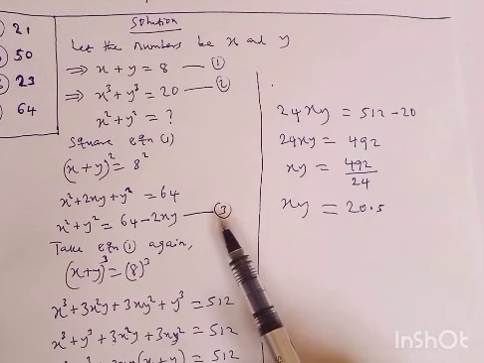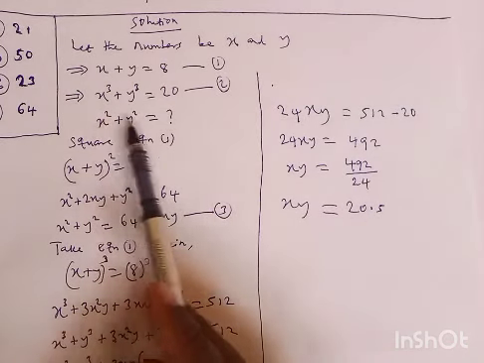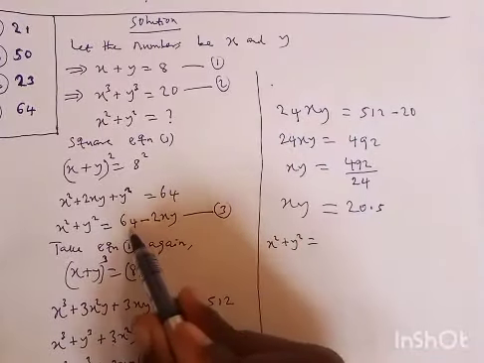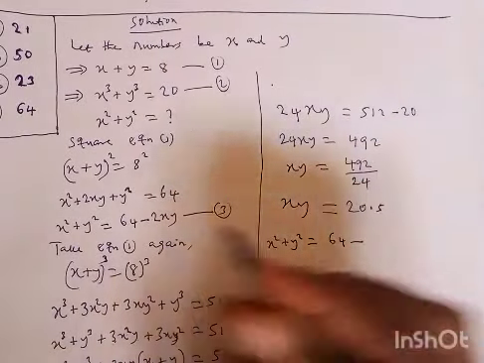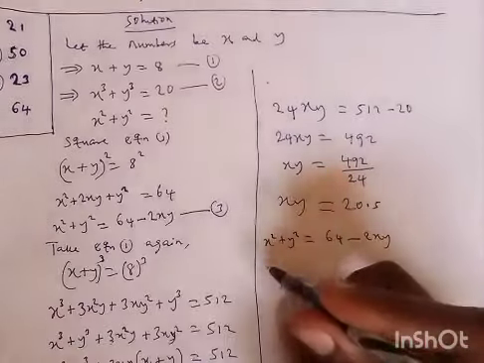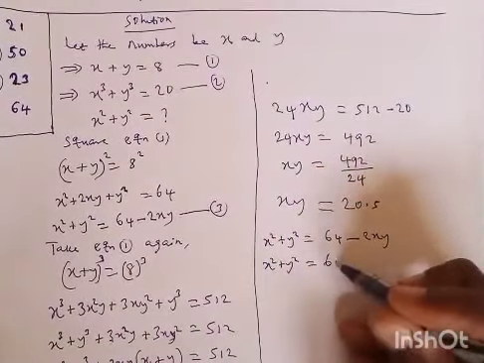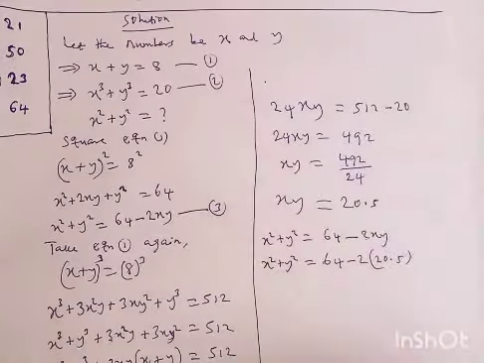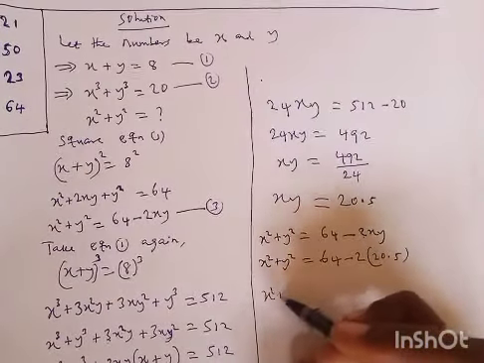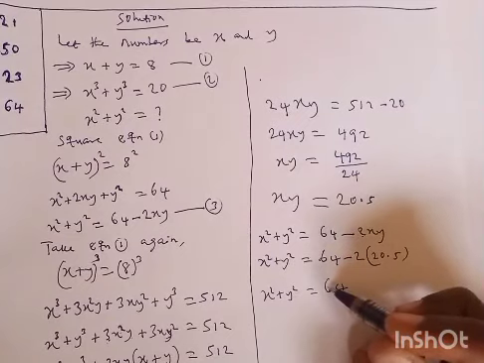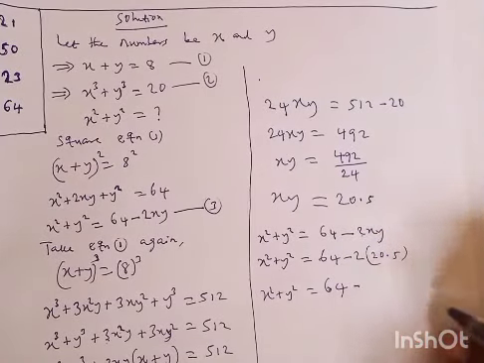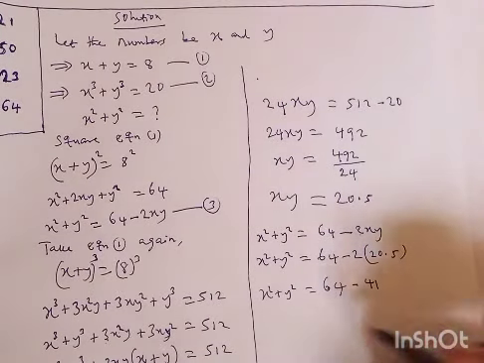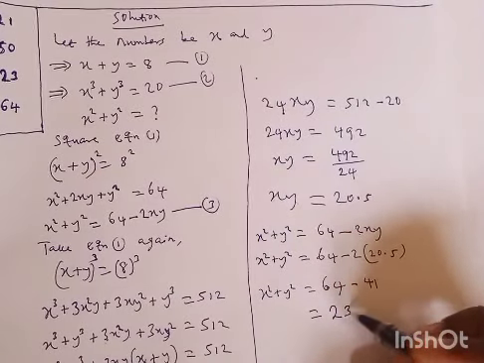So go back to your equation number 3. You have x squared plus y squared because you are looking for x squared plus y squared already. So we have x squared plus y squared equals 64 minus 2xy. Then our xy is 20.5. Now from there we have our x squared plus y squared equals 64 minus, if you multiply 2 times 20.5, you are going to have 41. So 64 minus 41, definitely you are going to have 23.